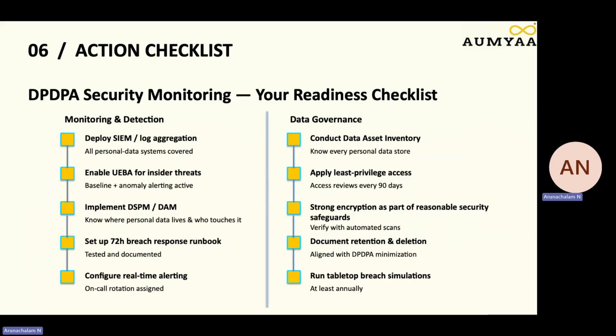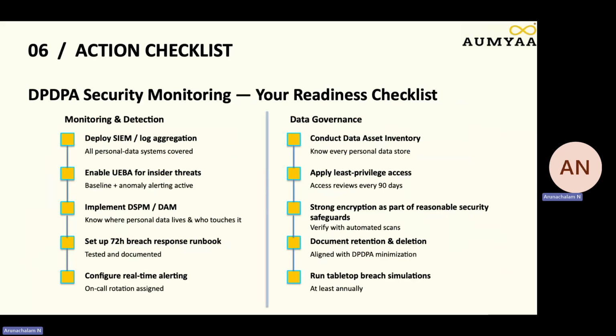Implement DSPM or DIM so you know where personal data lives and who's touching it continuously, not from a spreadsheet that's 6 months old. Set up a 72-hour breach response runbook that's tested and documented, not theoretical, and configure real time alerting with an actual on call rotation assigned, because an alert nobody's watching at 2 in the morning doesn't help you.